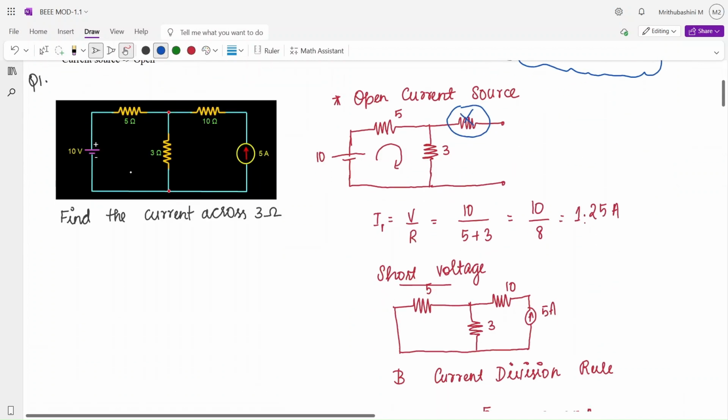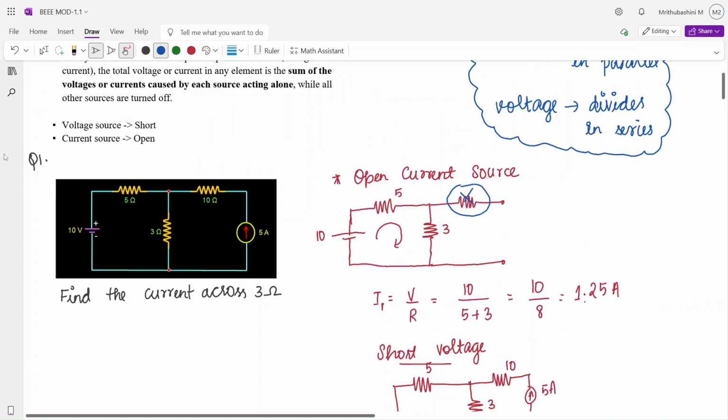The first problem is here. You can see that there are two sources. One is a voltage source, another one is a current source. In the question, they are asking you to find the current across this 3 ohm resistor. First, I'm going to make this 10 volt source active, and I'm going to remove this 5 ampere source.